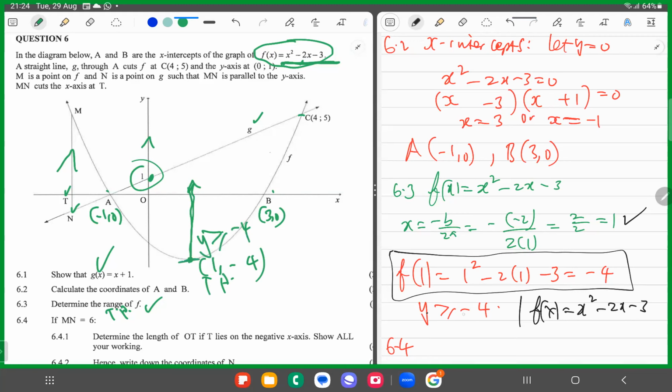So there are two things. y is equal to minus 4 at the turning point, but it's greater because the function goes higher and higher and higher. It goes to infinity. Right, so that's what you can say. And this gives us the range.